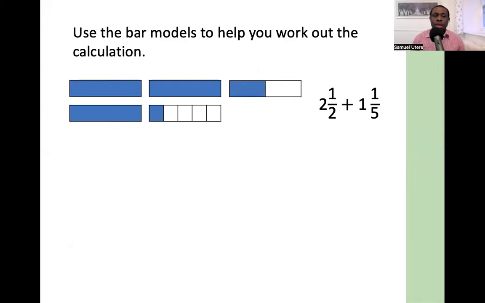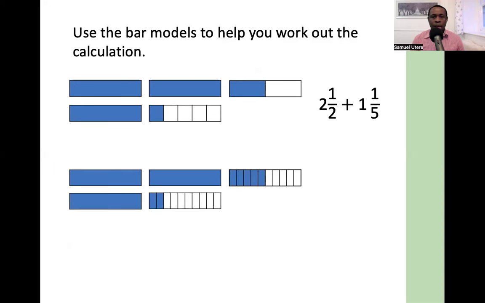So if you want to use this bar model to work out this calculation, how would you do it? Now, if you take a look, you would see that we have 2 wholes. So we're adding 2 and a half, and this is 1/5. Okay, so we can add all the wholes, which will be all the whole bars, which will be 3.